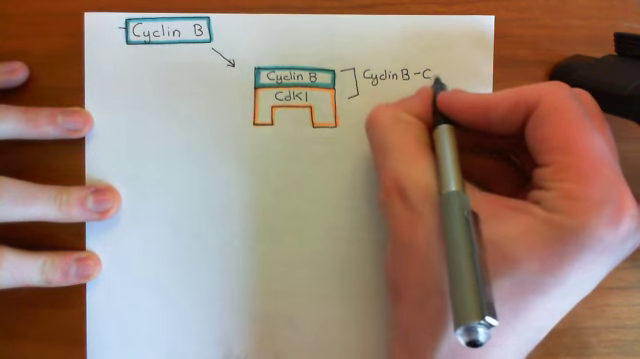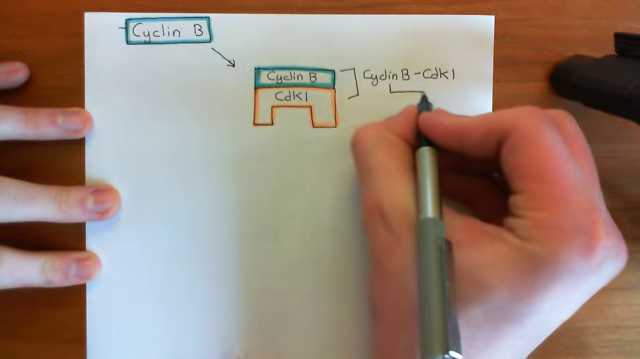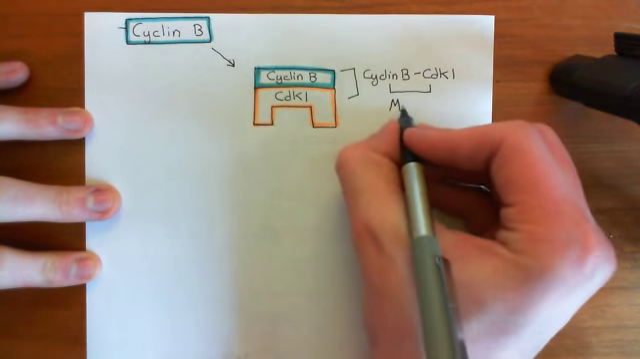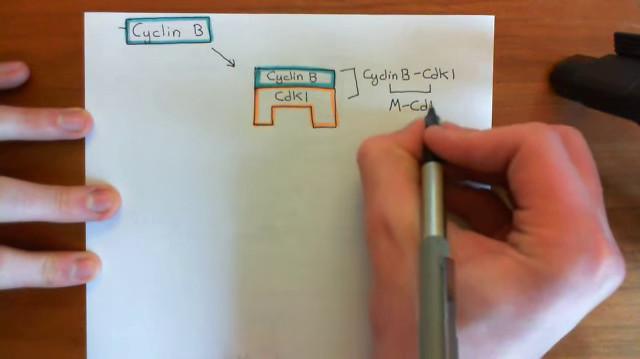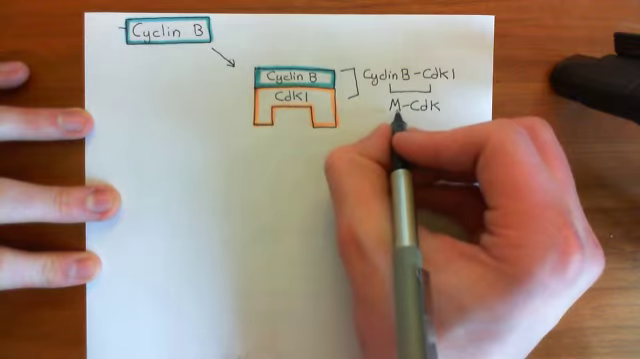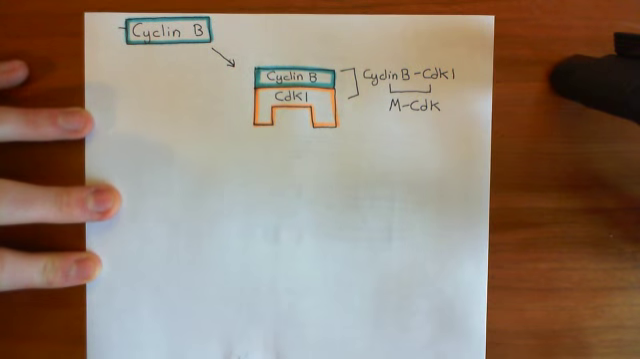But it's also got another name, just like all the other ones had other names. This complex of cyclin B with CDK1 is also called the M CDK, because it's going to be extremely important in producing the mitotic phase of the cell cycle. Cool.